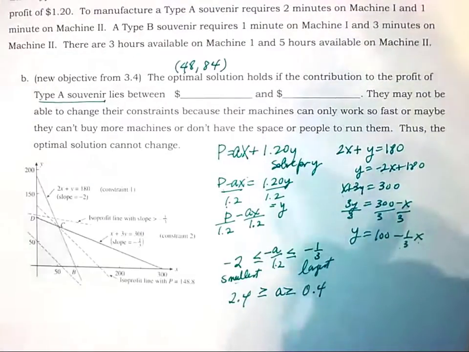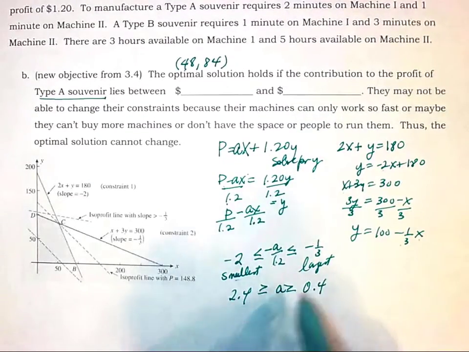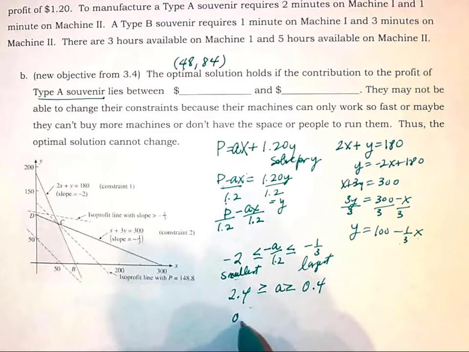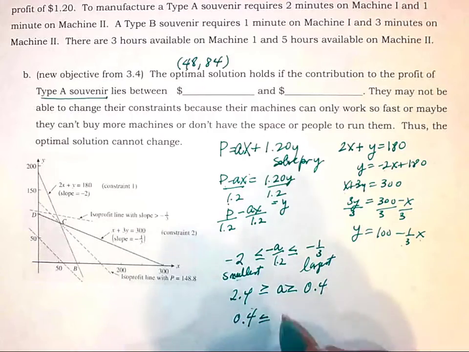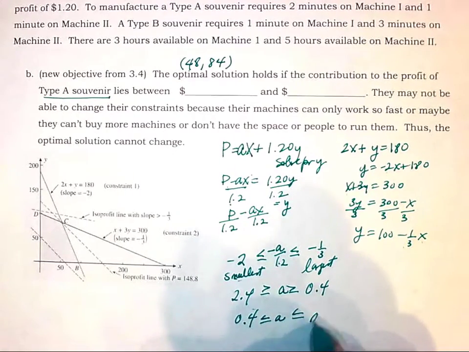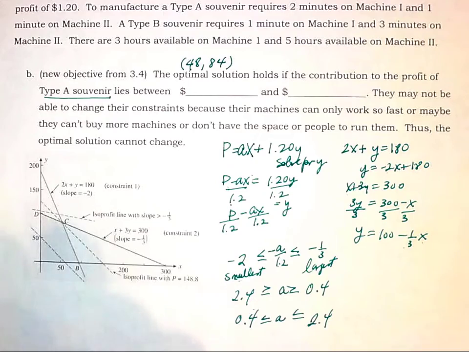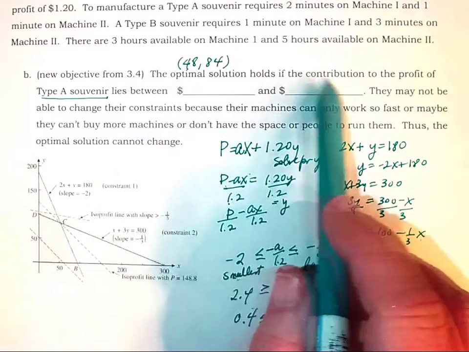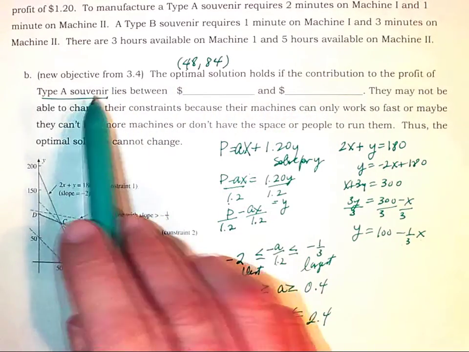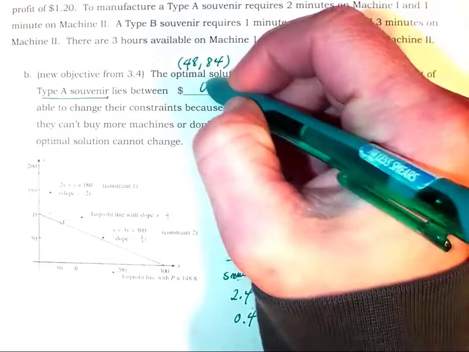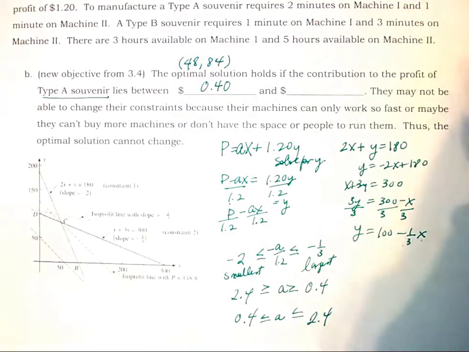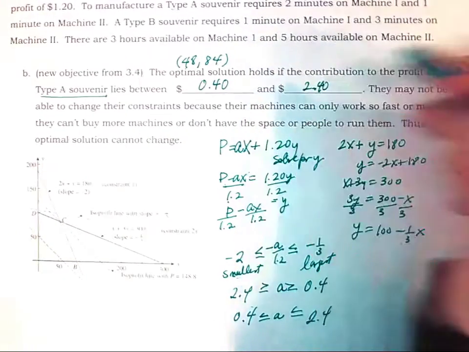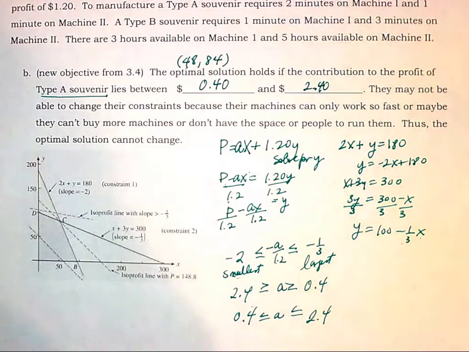So what we've just figured out is that, and we need to rewrite this properly because remember we always want to go smallest to largest, and when we multiply by that negative, they kind of switch directions here. So 0.4 is actually the smaller, and 2.4 is actually the larger. So we could say that the optimal solution is going to hold if the contribution to the profit lies anywhere from 40 cents per item and $2.40. So which one do you think the company is going to choose?